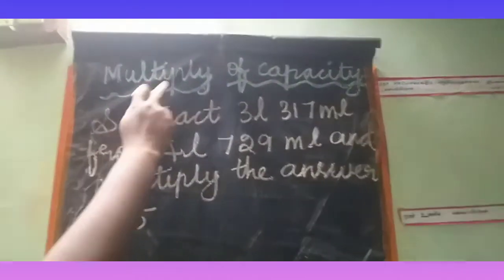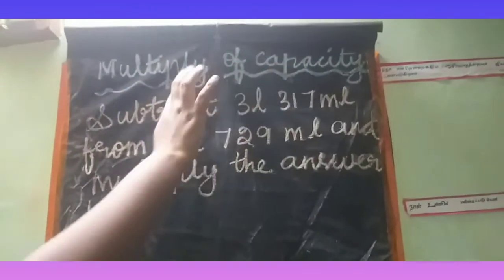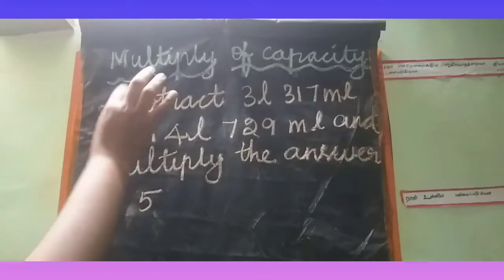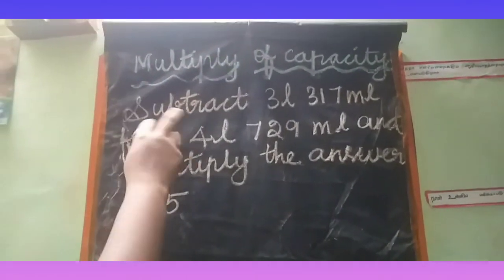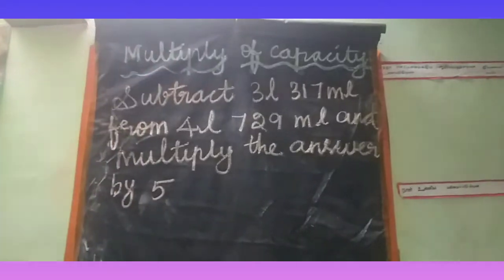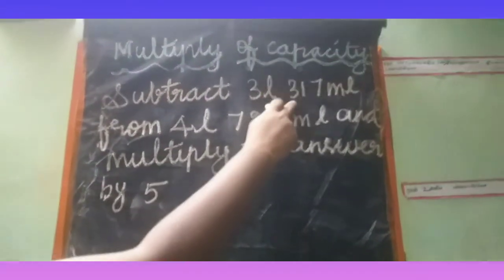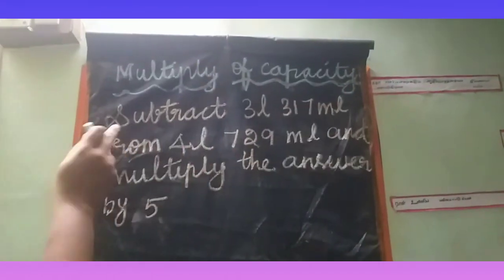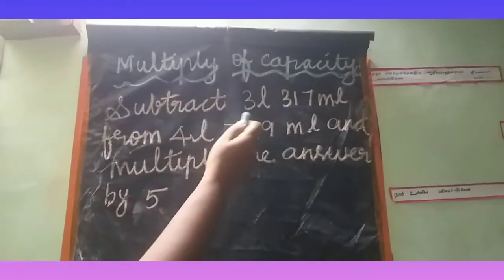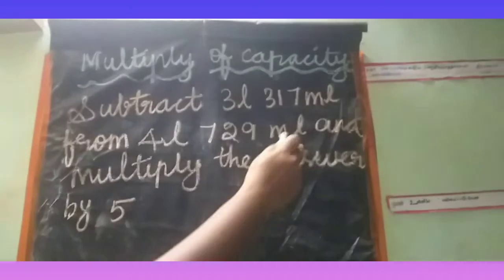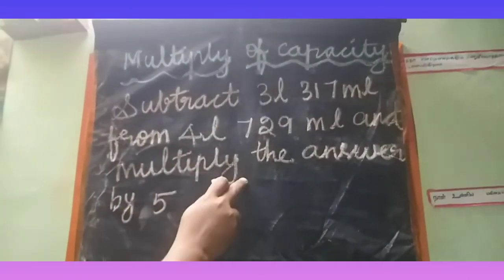Okay, students, have all finished? How many of you got full marks? It's very good, students. Today we are going to study multiplication of capacity. Already we finished subtraction, addition and conversion also. And today we are going to multiply. The first example: subtract 3 liter 370 milliliter from 4 liter 729 milliliter and multiply the answer by 5.